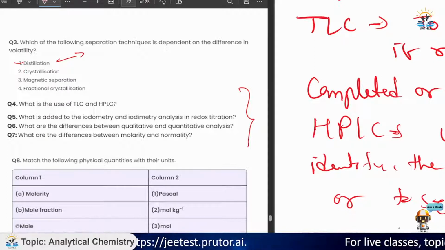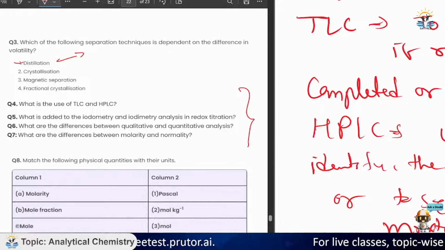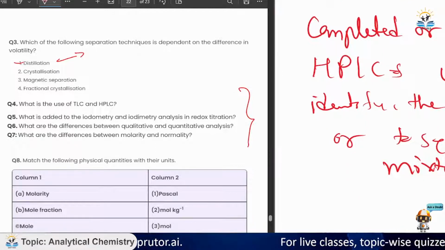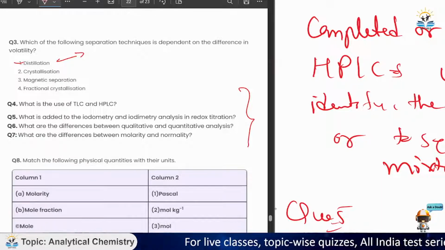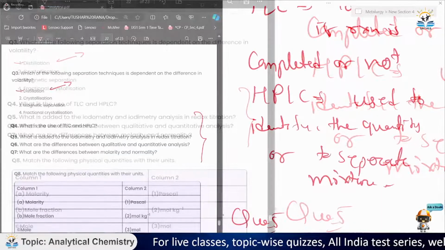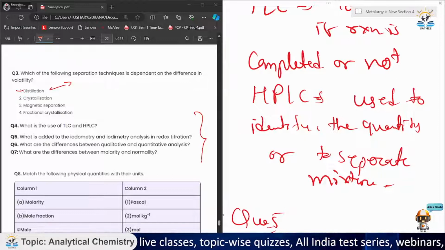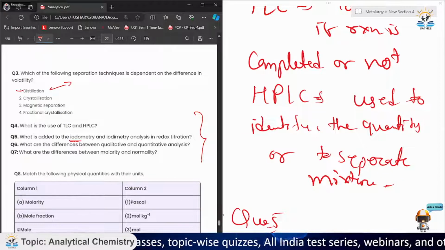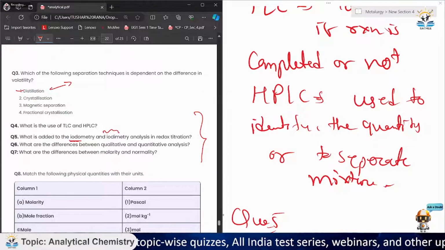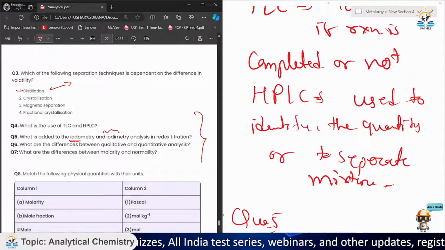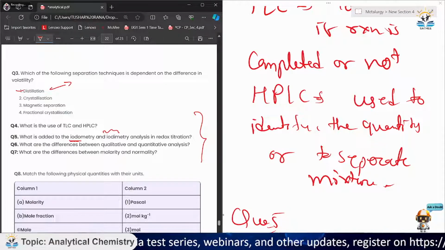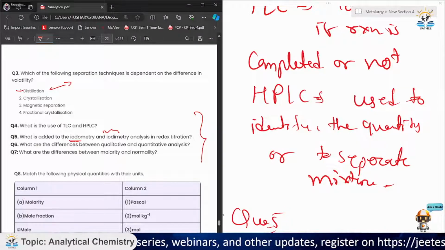Okay, now question number 5. Question number 6, what is it asking? What is added in iodometry and iodimetry? These are both different terms. Iodometry and iodimetry analysis in the rate of saturation. I generally get confused about that meaning, so that's why I marked iodometry and iodimetry.